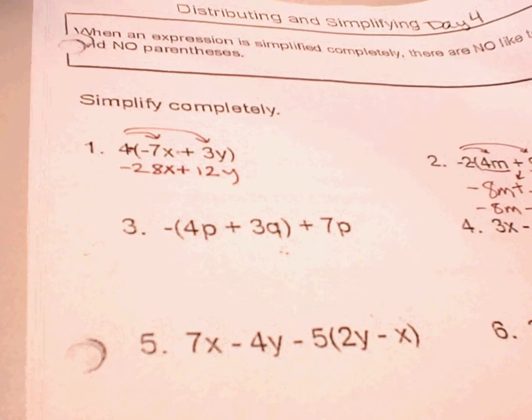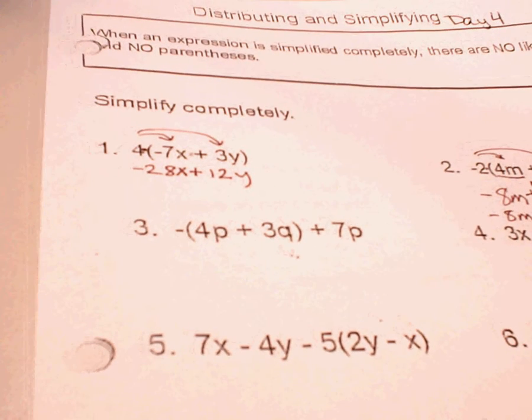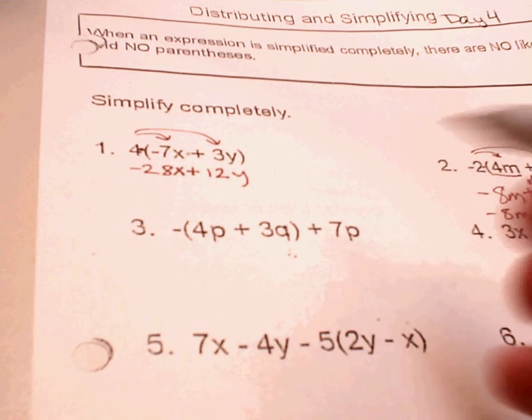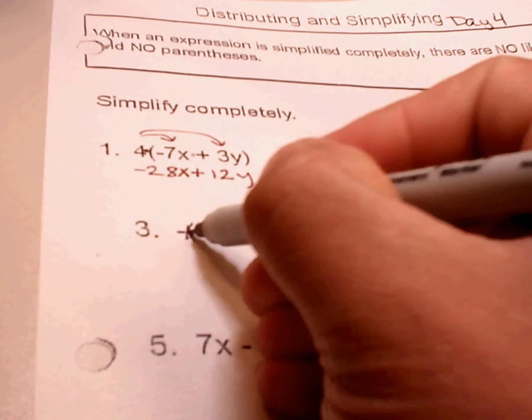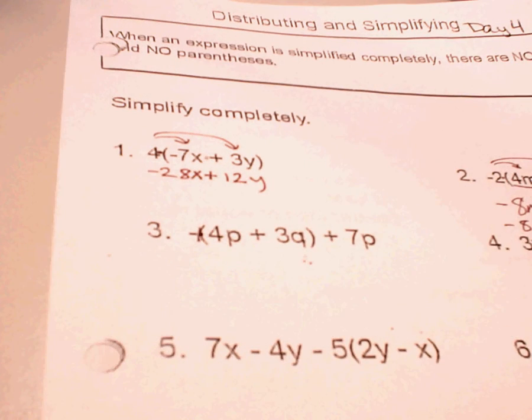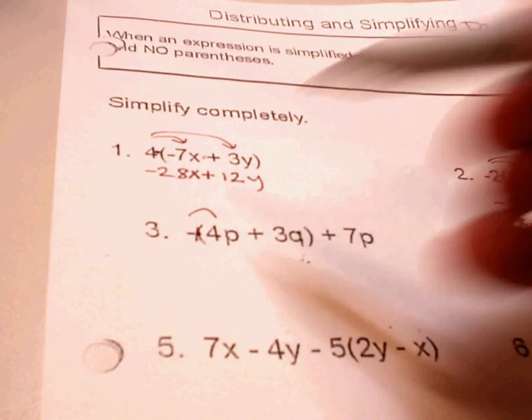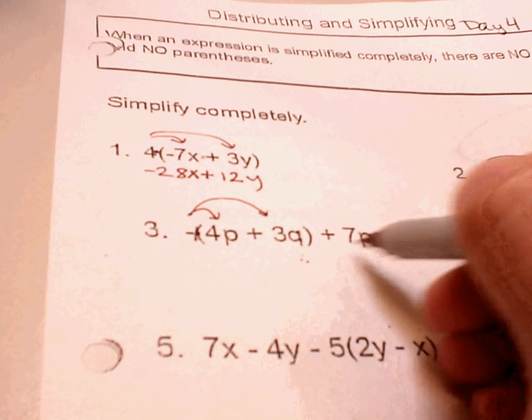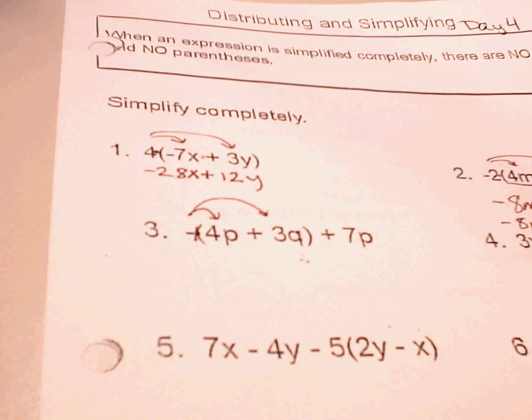Sometimes instead of distributing a number, we might have to distribute just a negative 1. In this example, we have a negative in front of the parenthesis, and this means there is a secret 1 that needs to be multiplied. And we will distribute that negative 1 to every term that's inside the parenthesis. I will not distribute that to 7p because that's at the outside of the parenthesis.